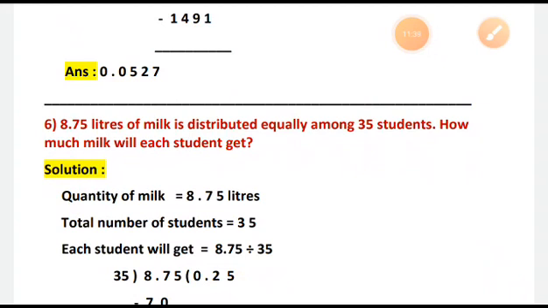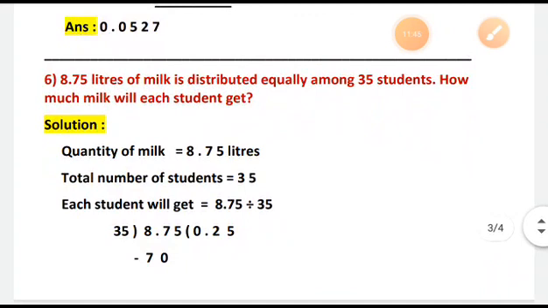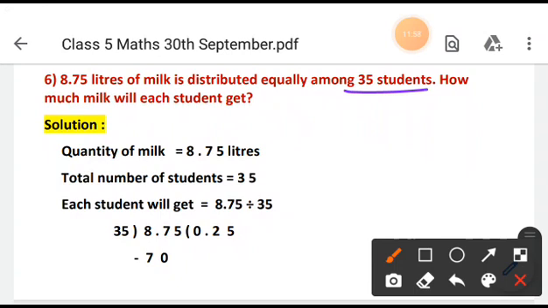8.75 liters of milk is distributed equally among 35 students. How much milk will each student get? So here you are writing the statements in this way. Quantity of milk equals 8.75 liters. Next, total number of students is 35. See, in the question only it is given. Now, the quantity of milk each student will get, how will you find that? You will have to divide. So 8.75 divided by 35.